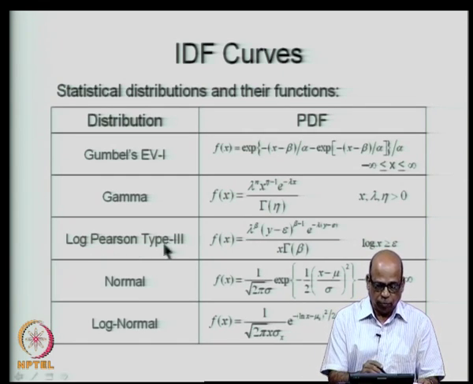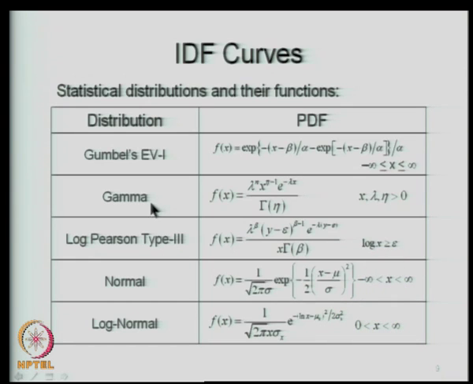Similarly, we may use log Pearson type 3 distribution or the gamma distribution, normal, log normal, etc. All of these we have discussed, except the log Pearson type 3, which I think I introduced a lecture or two before. So, all of these distributions can be used for developing the IDF relationships.